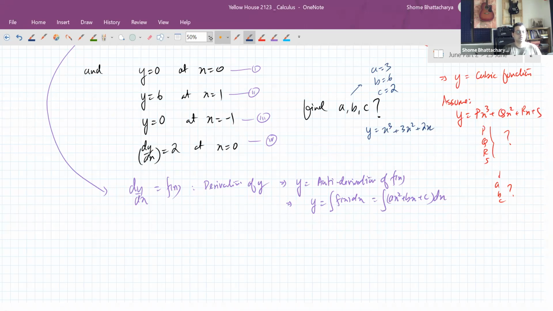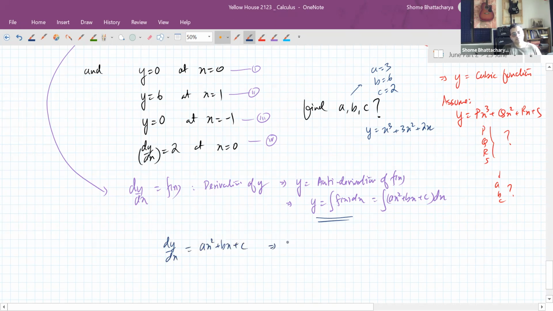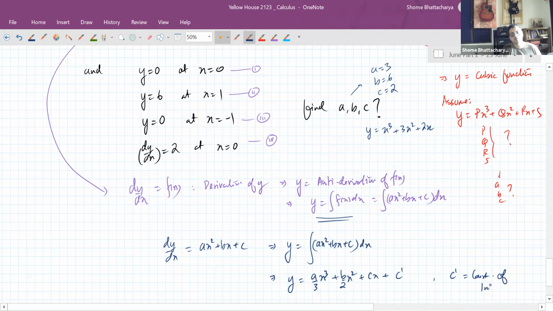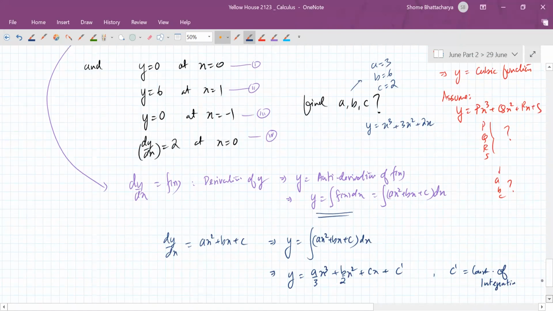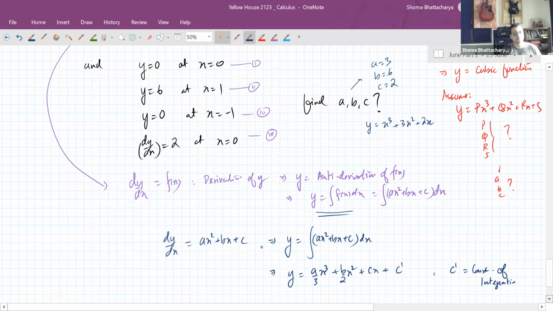Let's see how that works out. So we'll start with this here. dy by dx was given to us as ax square plus bx plus c. Integrating, we get y plus, let's say, some constant c prime. That is the constant of integration. So we have 4 unknown quantities now, and for that we have the 4 conditions. So we'll just substitute the 4 conditions in this equation or this equation.